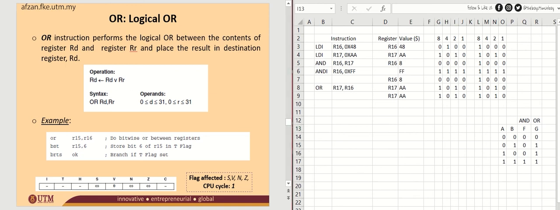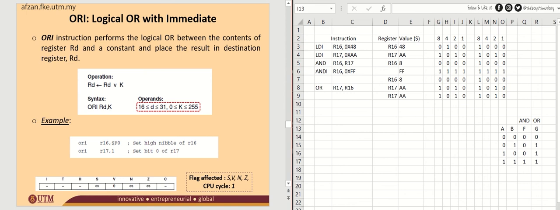The next instruction you're going to look at is ORI. What is ORI? ORI stands for logical OR with immediate. In this case, you're going to do a logical OR between the content of RD and the constant value K, and place the result in RD. This is the operands. Since the instruction ends with I, the R that you need to use is from R16 to R31 only, while K, the constant value, can be from 0 to 255, or 0 to FF in hexadecimal. And then this is the operation.